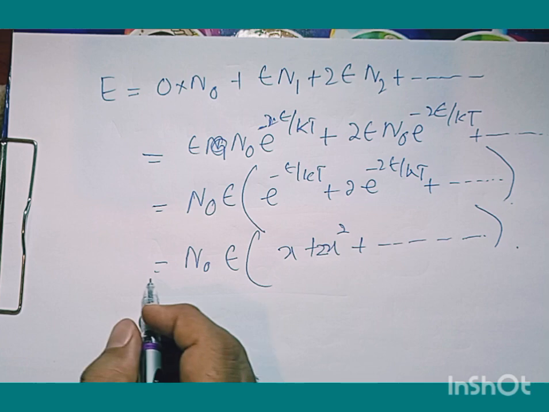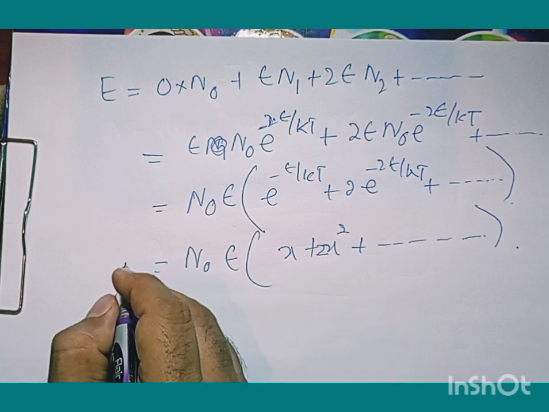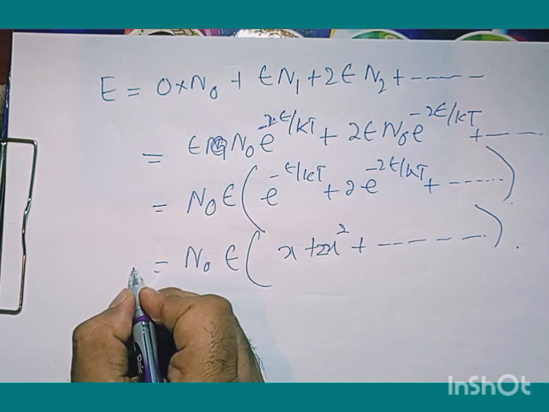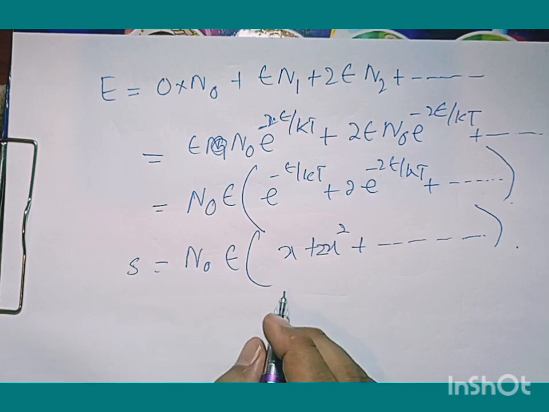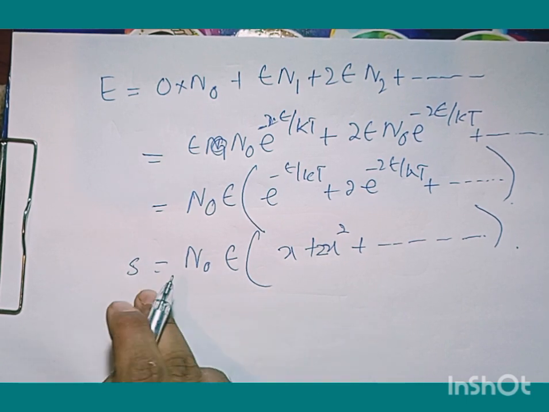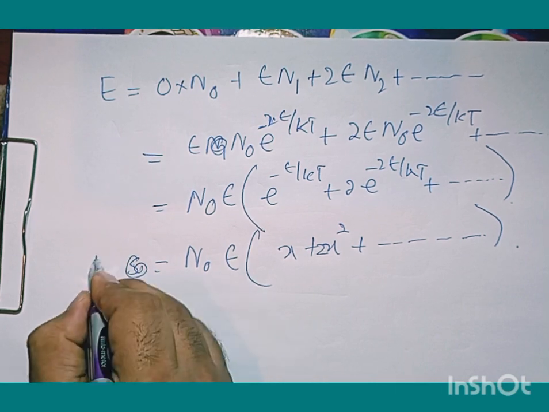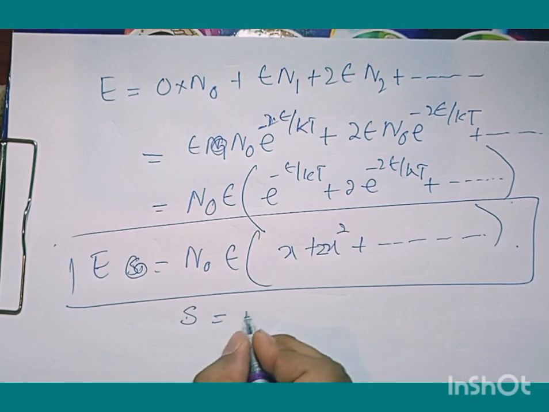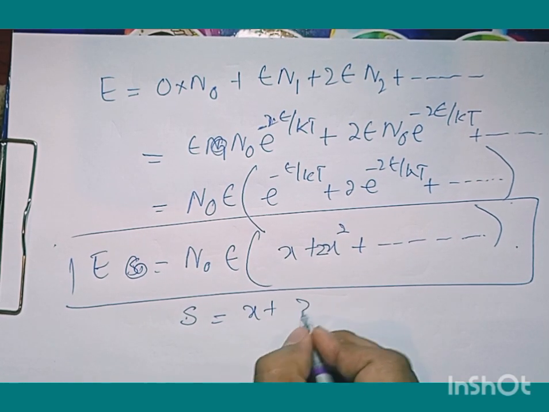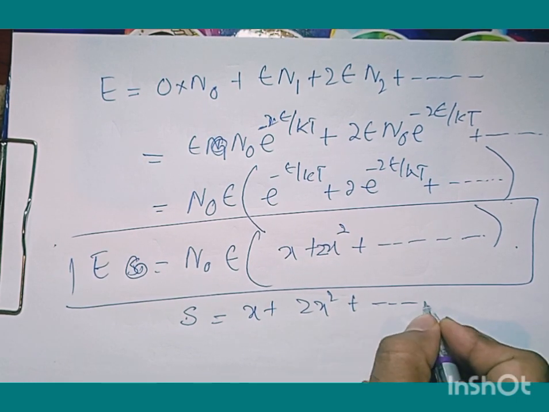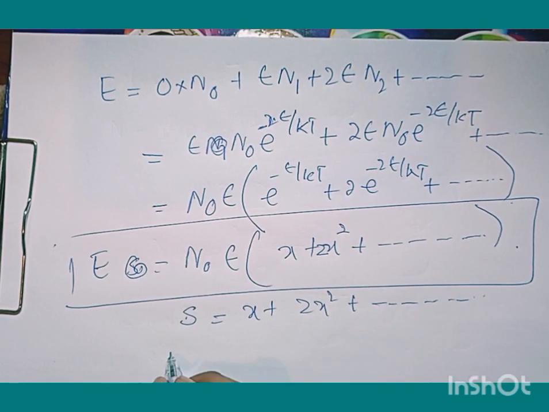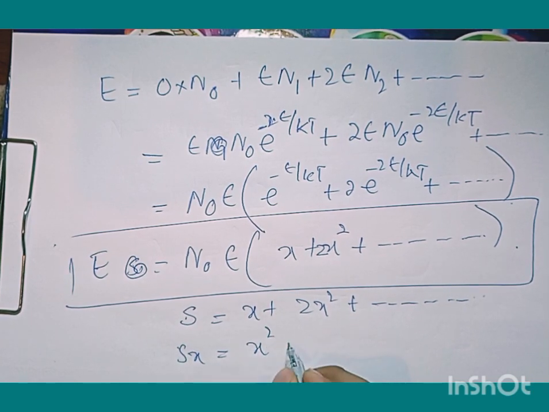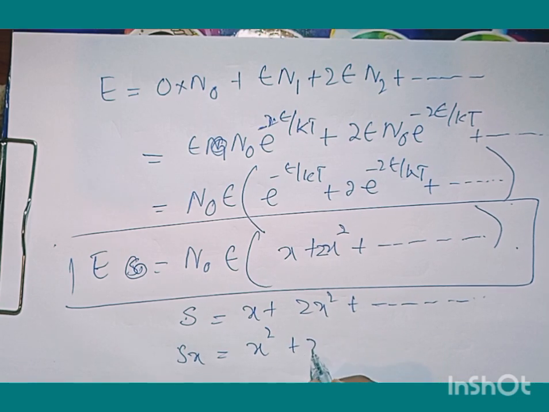Let me use this. If I do it like this, I'll call this something like, say, S. Okay, now this is my E, let me go with E. So I call this as S. S is x plus twice x squared plus so on and so forth. This will go on like this. I'll multiply this with x, so Sx will be x squared plus twice x cubed plus so on and so forth.